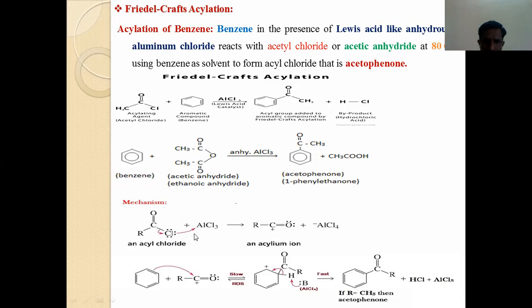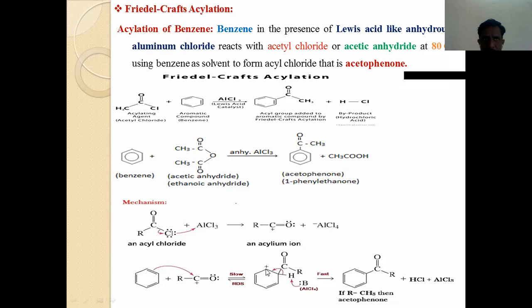So this Cl goes toward the AlCl4. Now RCO with a positive charge is formed. This is called an acylium ion, RC double bond O with a positive charge. Now in the first step, there is formation of the acylium ion. This acylium ion reacts with the benzene molecule. Benzene, having a full pi electron cloud, will be easily attacked on the carbon of positive charge. Now the structure is like this. This step is very slow. That's why this step is called the rate determining step.